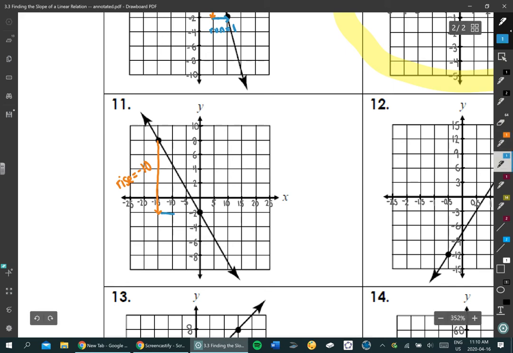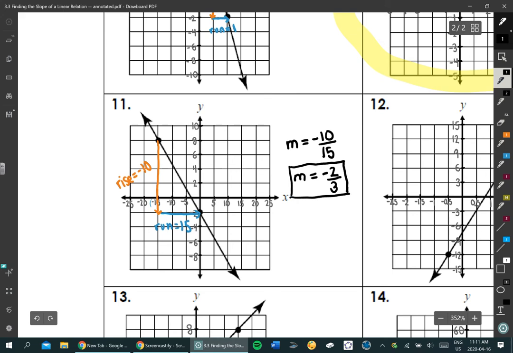Okay. My run, well, you have to look at your scale, okay? My run, I went from -15 to 0. So my run is equal to 15. All right, so M is rise over run, -10 over 15 can be reduced to -2 over 3. -2 over 3.